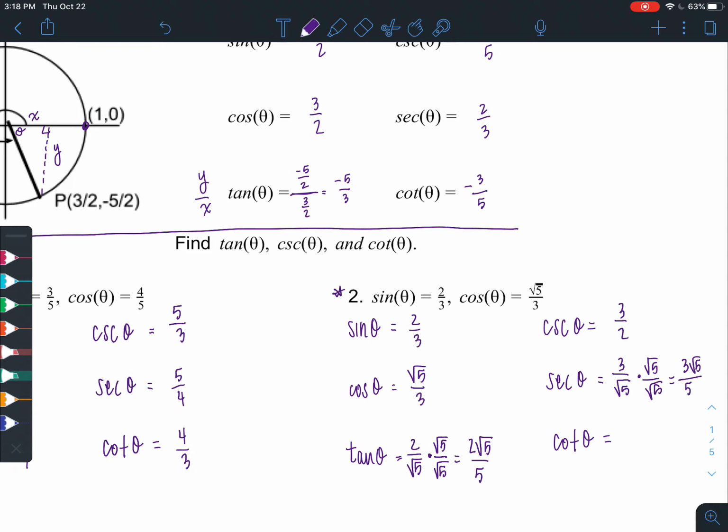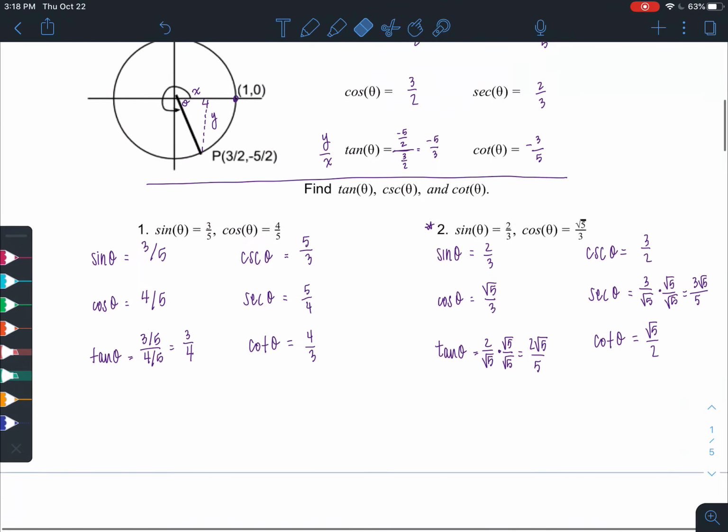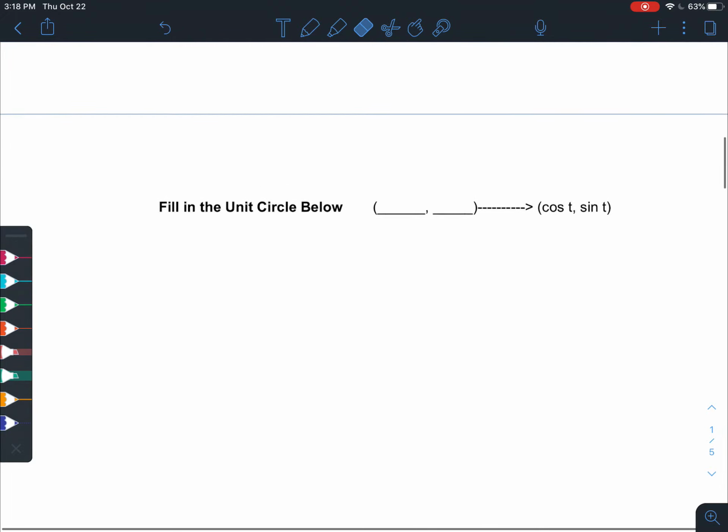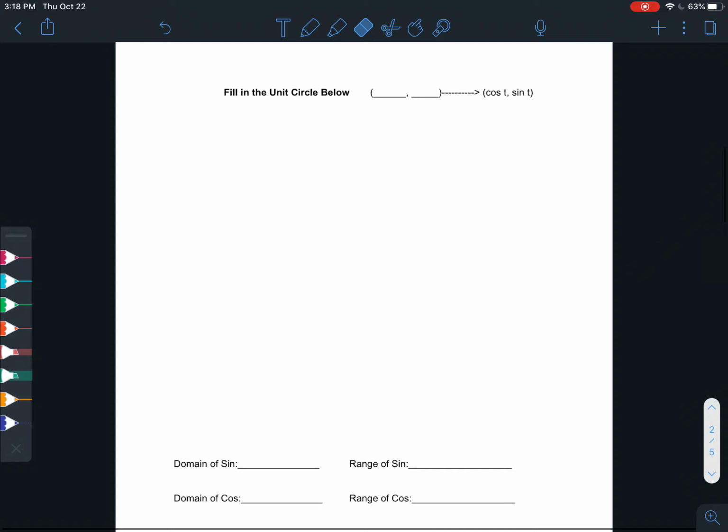Then cotangent is, we can just take the inverse of our original radical 5 over 2. That way we don't have to undo all the math we just did. Okay, so where's our unit circle? Oh, we don't have one. Why don't I have my unit circle on here? Let me draw one.